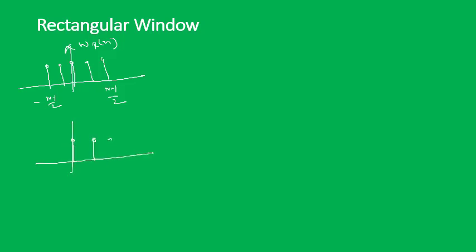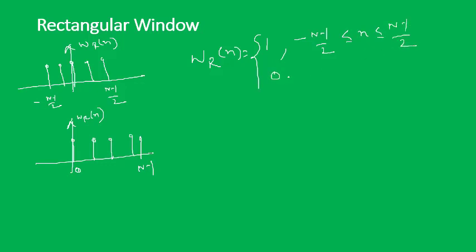Now coming to the rectangular window. Earlier we have defined the rectangular window, WR, where we use R for rectangular. It ranges from minus (n minus 1) by 2 to plus (n minus 1) by 2, and in some cases we may also see it ranging from 0 to n minus 1. That is also valid. Mathematically, WR of n is 1 for minus (n minus 1) by 2 to (n minus 1) by 2, and 0 otherwise.